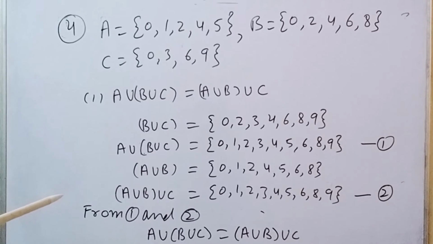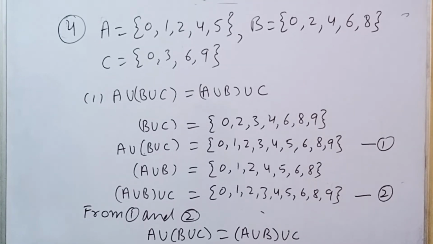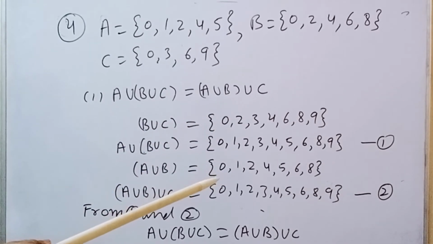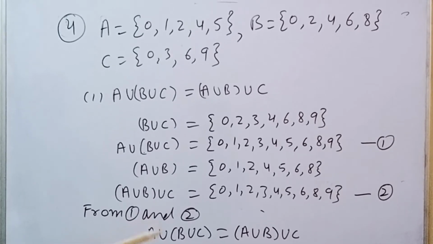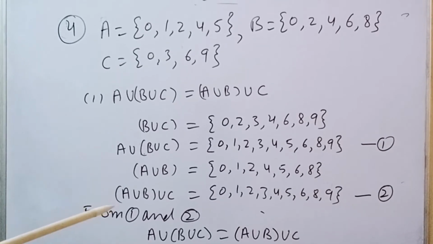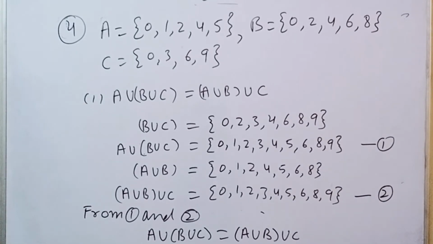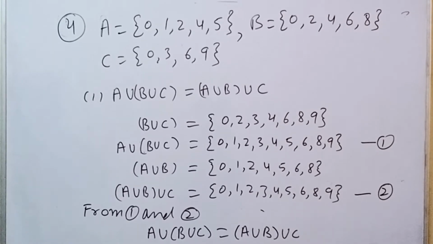Now we have to find (A union B) union C. That means all the elements of A union B and all the elements of C. That are 0, 1, 2, 3, 4, 5, 6, 8, 9. From equation 1 and equation 2, we will find that A union (B union C) equal to (A union B) union C. So we can say the union of sets is associative. Same manner you will do question number 4, second part, A intersection (B intersection C) equal to (A intersection B) intersection C. So in that manner you will do the sum number 4.